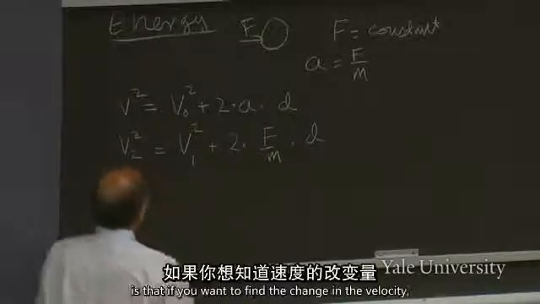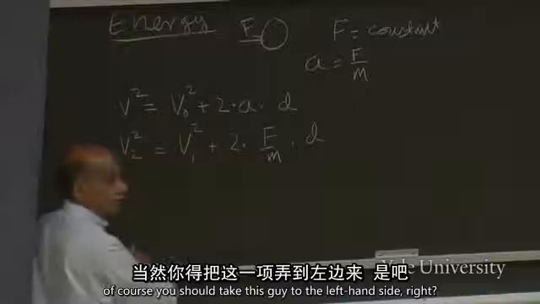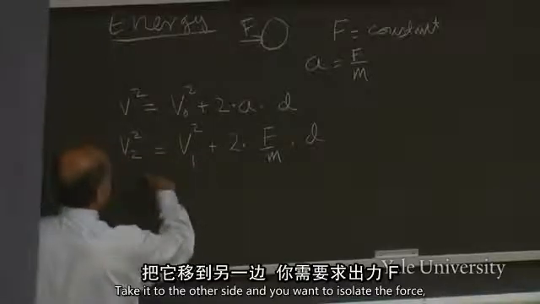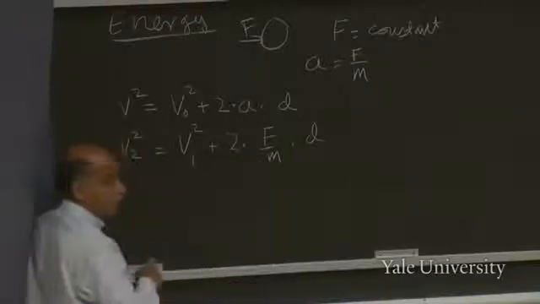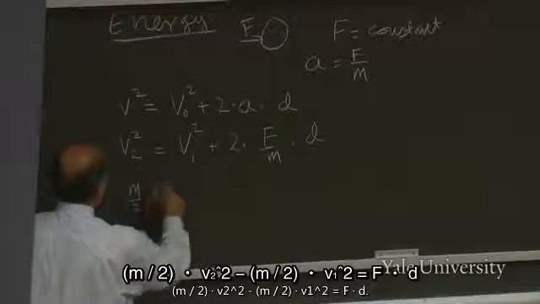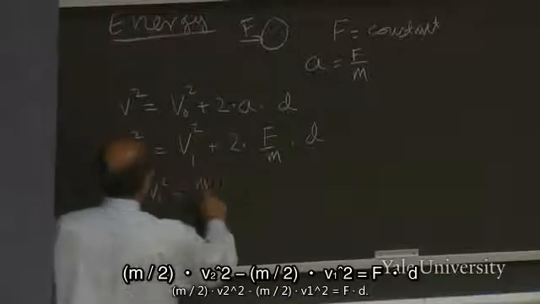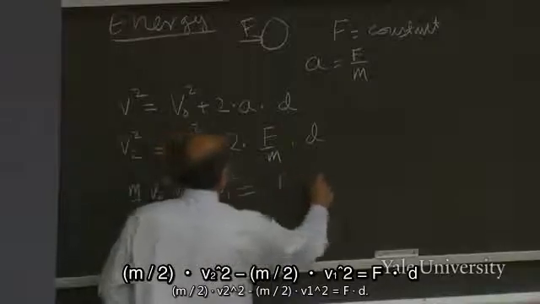What you find here is that if you want to find the change in the velocity, of course you should take this to the left-hand side, right? Take it to the other side, and you want to isolate the force, so bring m over 2 to the left-hand side. So do that in your head, and what you get: m over 2 v2 squared minus m over 2 v1 squared is F times d.